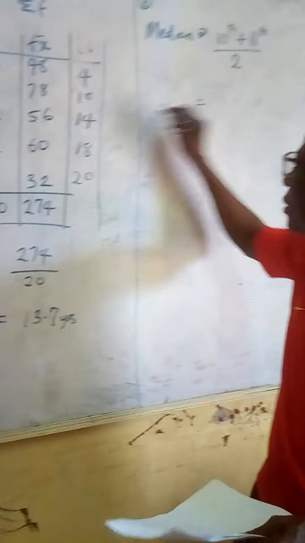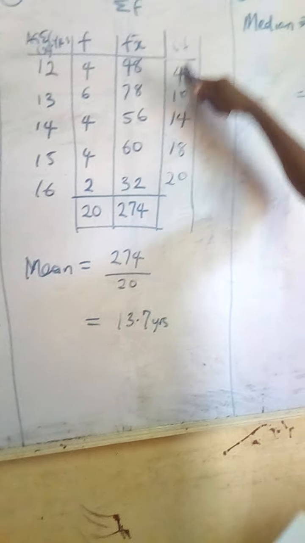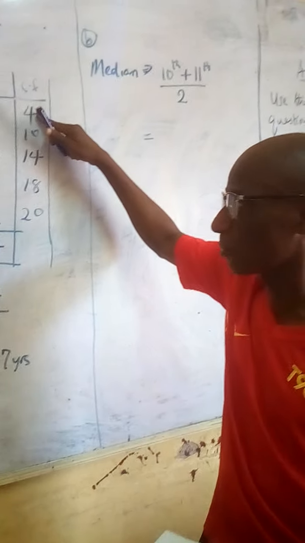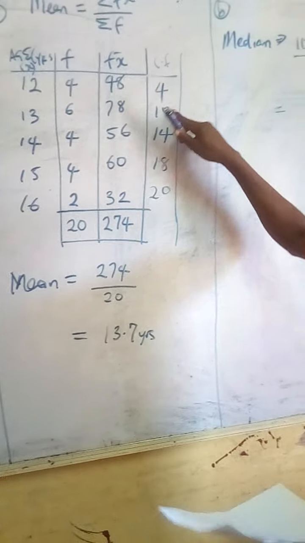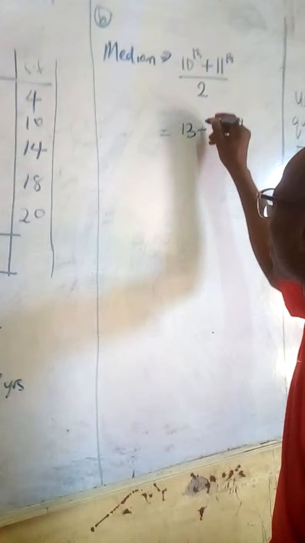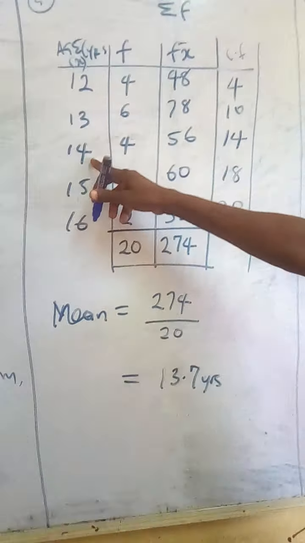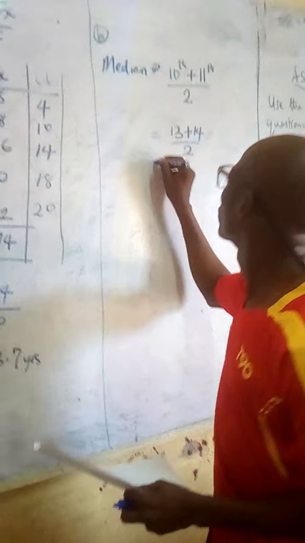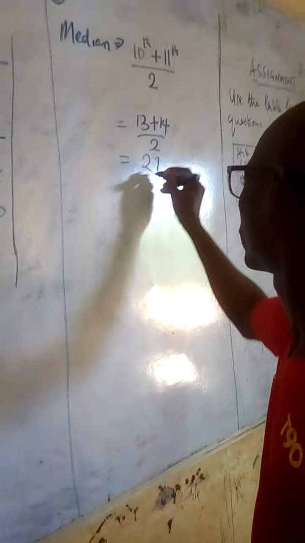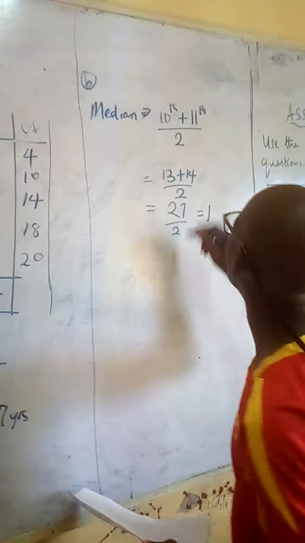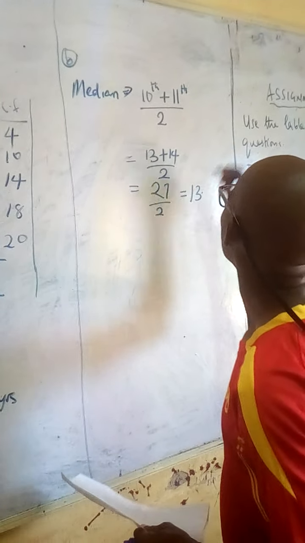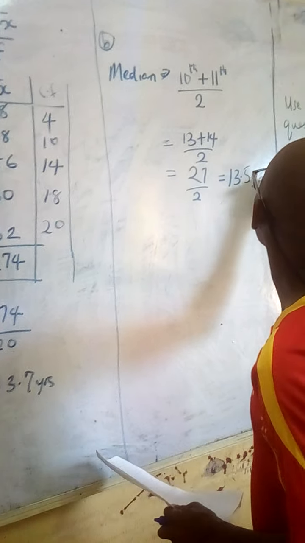Now, how do we locate that from this table? 12 is coming first: first, second, third, fourth. That's the last position for 12, followed by 13: 5th, 6th, 7th, 8th, 9th, 10th. So our 10th data is 13. Then plus the 11th data, which is 14 coming after. 13 plus 14 divided by 2. That will give us 27 divided by 2, and our answer there is 13.5 years.